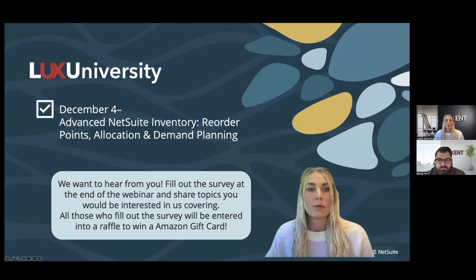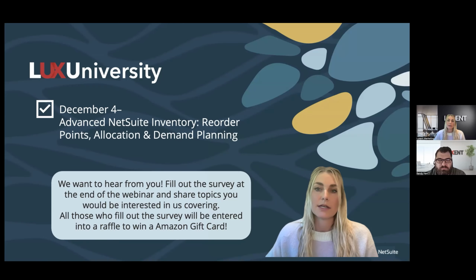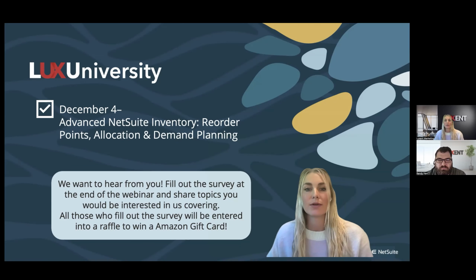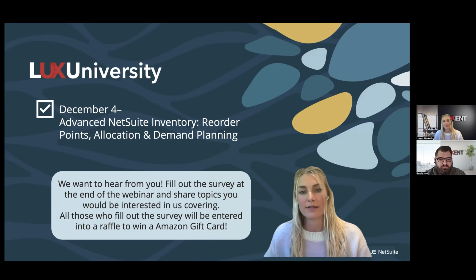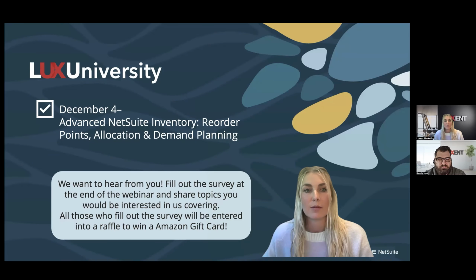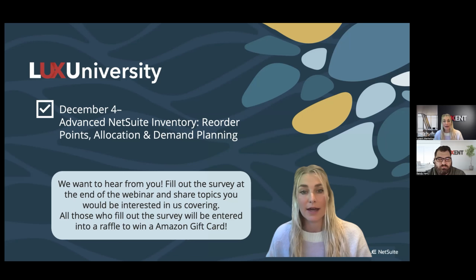I wanted to quickly touch on the goal of Lux University. It's built to make learning NetSuite simpler, more accessible, and practical for everyday use. Lux University is about helping your team feel confident and empowered in the NetSuite system, whether you're a new user or you're looking to take your skills to the next level. These sessions are designed around real use cases. We take a lot of the information that we see coming through with questions on our side and build out these training sessions based on that.